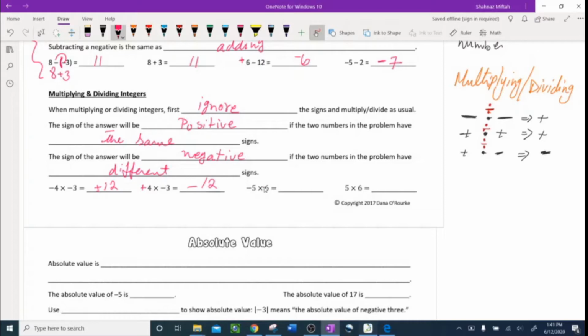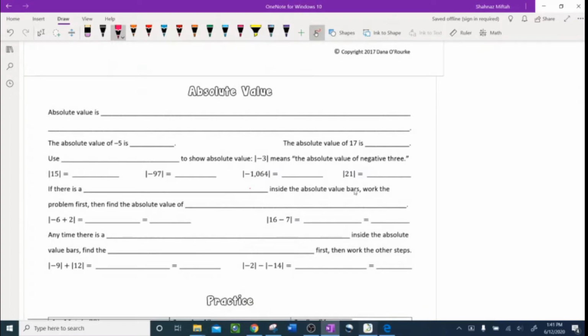Again, the 6 on the left side, you know it's positive because I don't have anything there. I have just a multiplication. So negative times positive is going to give me negative. 5 times 6 is 30. This one is both positives, so positive times positive is going to give me positive. 5 times 6 is 30. So that's how it's going to go.